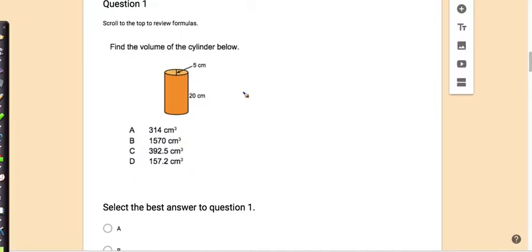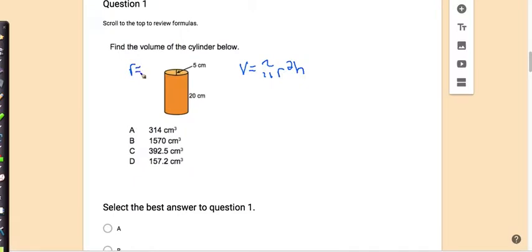So it says find the volume of the cylinder. I would look on my formula sheet and see that the volume of a cylinder is pi times radius squared times height. Okay, and then I look at the formula and I notice that I need an R and an H. But look at this line right here. It goes all the way across the circle. So that means the 5 represents a diameter.